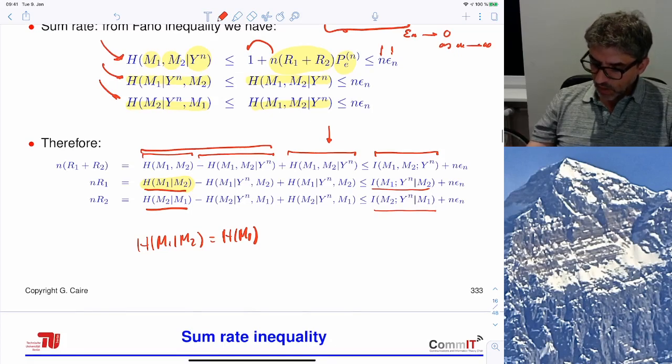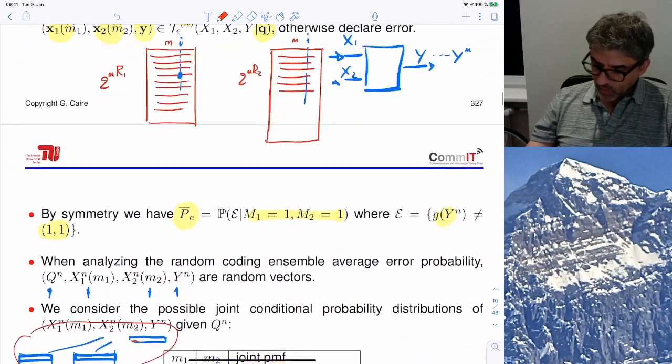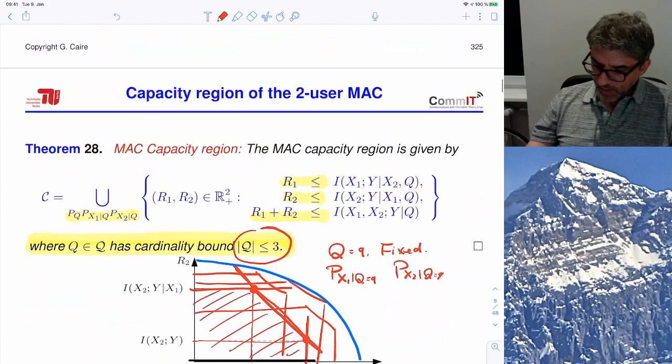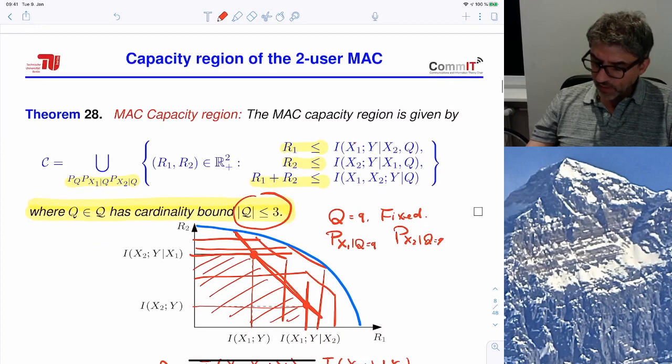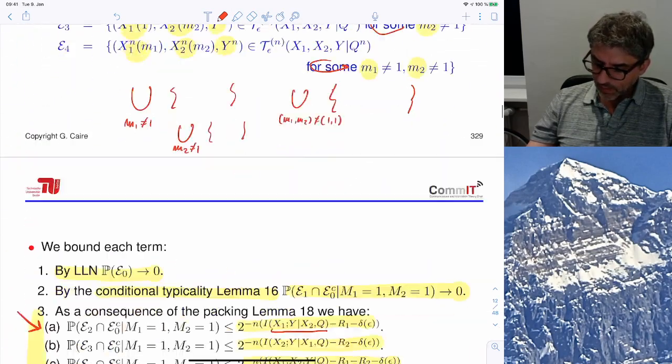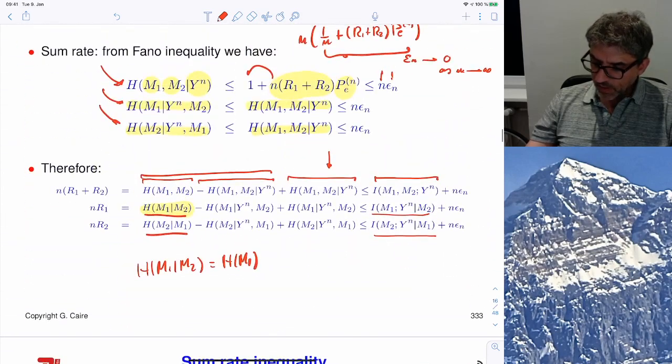And now you see that these mutual informations reflect more or less what we want to get at the end. And we have M1, M2, and Y; M1 and Y given M2; M2 and Y given M1. While at the end, the result we want to prove contains the mutual informations where the Ms are replaced by Xs. And there is also a fundamental difference here. Those are so-called single-letter expressions. You see there are no vectors of length n appearing here, but here we have multi-letter expressions. You see, this depends on n.